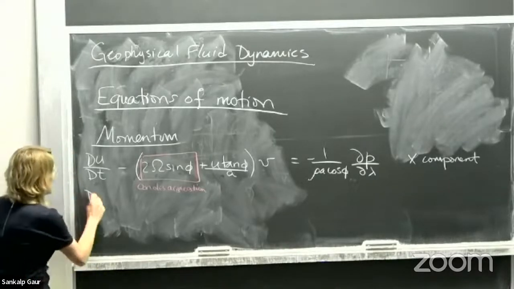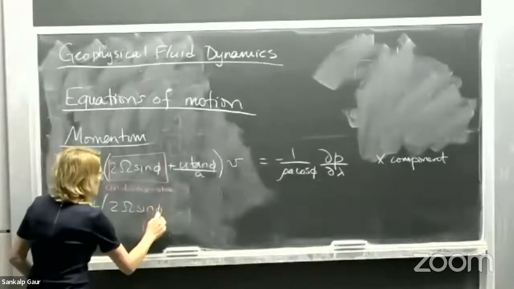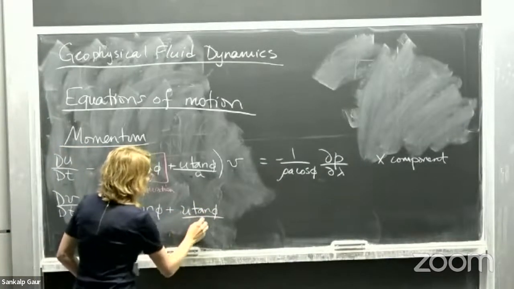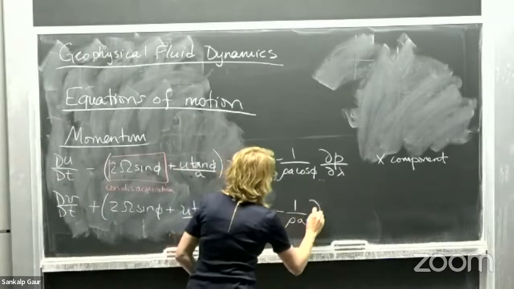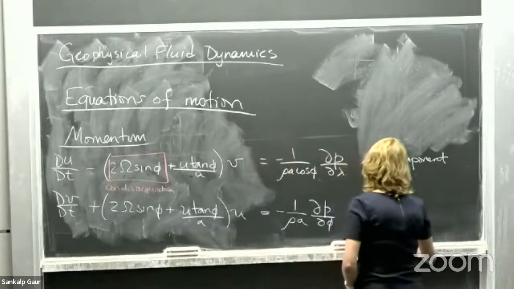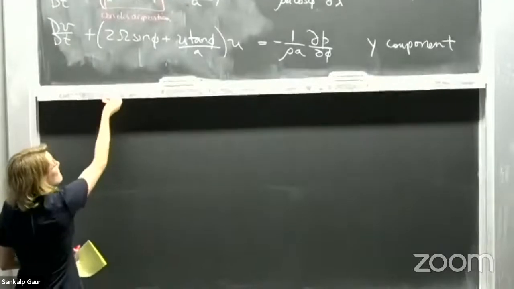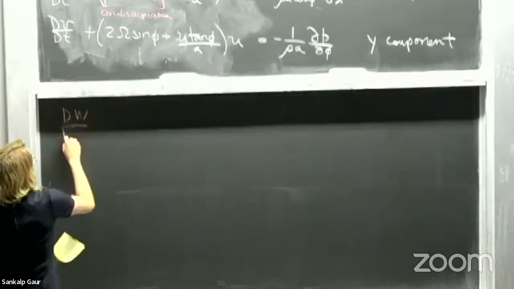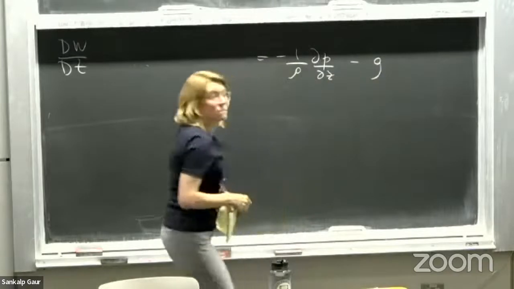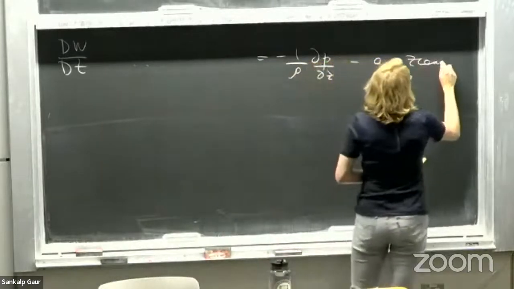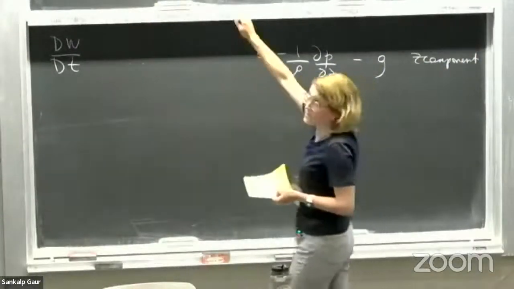Okay. Now let me continue with my other component. This is now the y component. And this looks very similar. We've just carried through in the case of the Coriolis parameter, the cross product in the y component. And now we have the component in y of the pressure gradient force. Okay, and then finally, the vertical component. Okay, that's the z component. The same reasoning applies here.